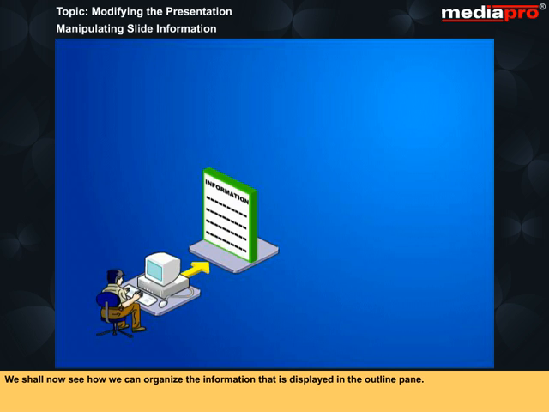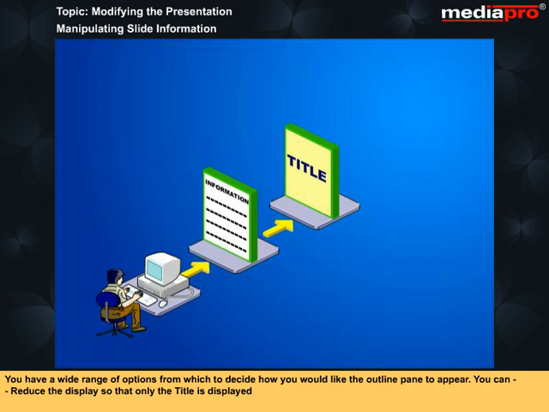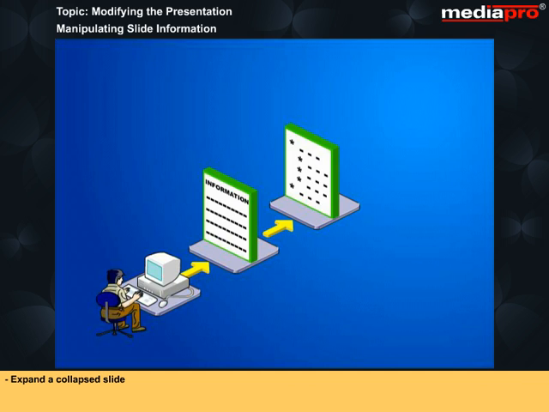We shall now see how we can organize the information that is displayed in the outline pane. You have a wide range of options from which to decide how you would like the outline pane to appear. You can reduce the display so that only the title is displayed. Expand a collapsed slide. Collapse all the slides. Create a summary slide and toggle the Show Formatting display.